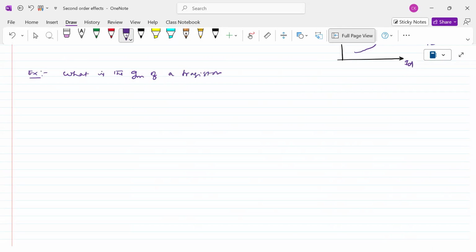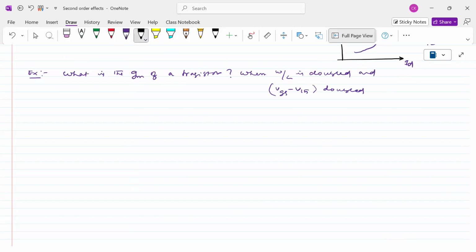when the W by L ratio is doubled and VGS minus VTH is also doubled? What will happen to the GM? Will GM increase or decrease? Decreases. How?